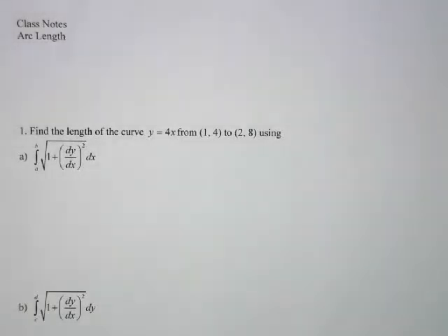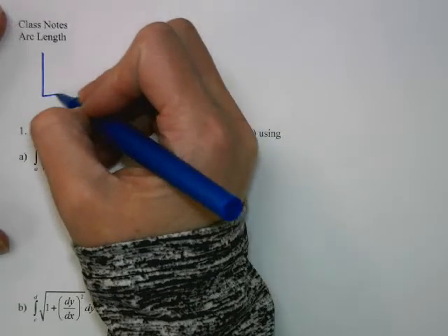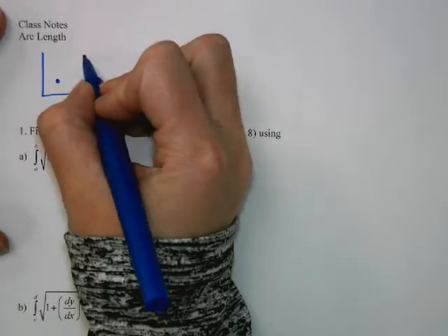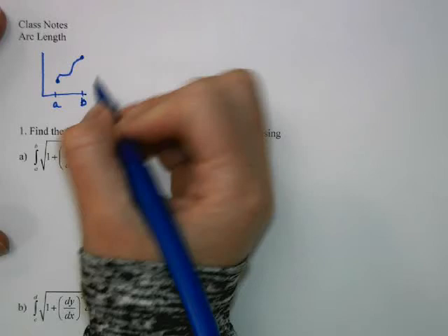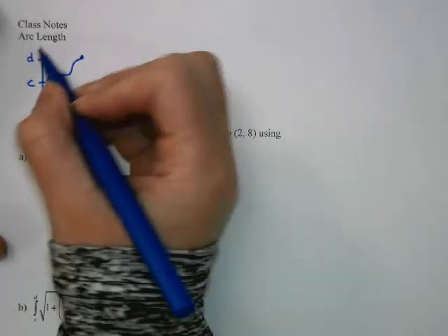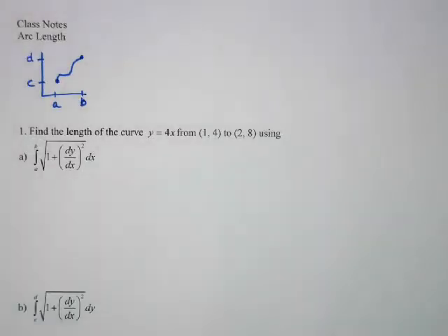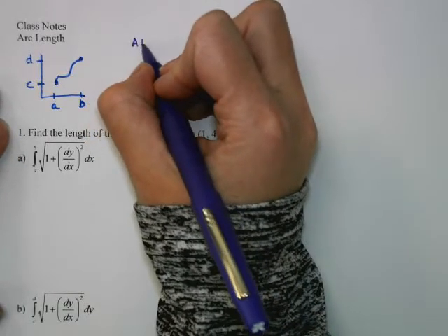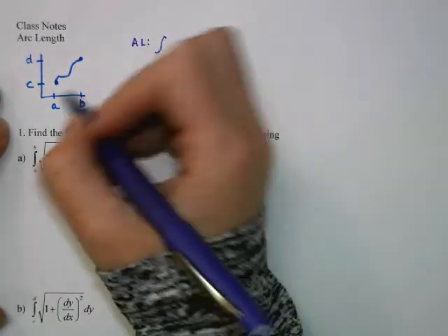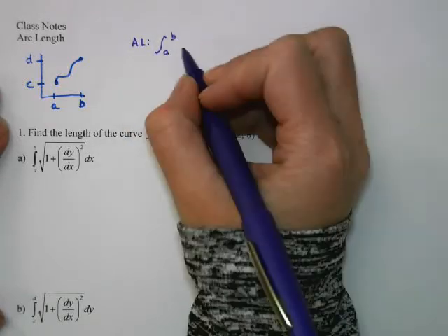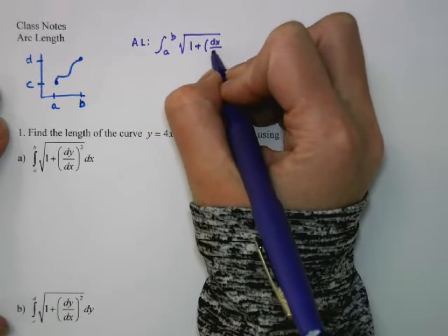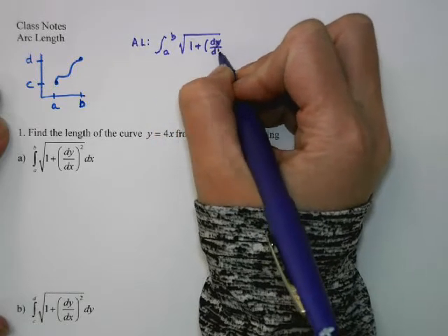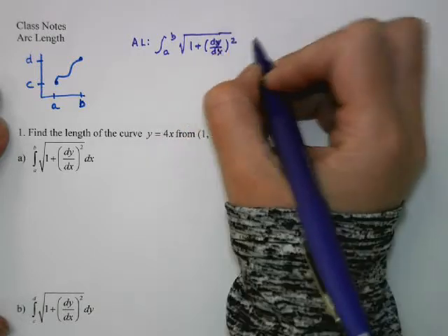Okay, we're going to talk now about arc length. So let's say I've got some curve here. A to B, this is C to D. The formula for calculating the arc length is going to be the integral from A to B of the square root of 1 plus dy/dx squared.